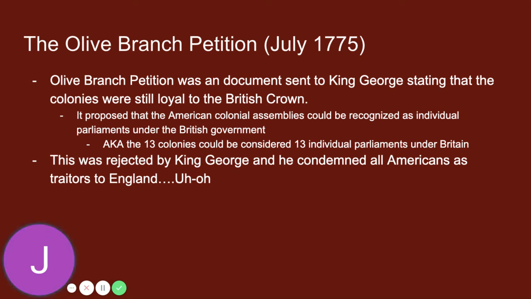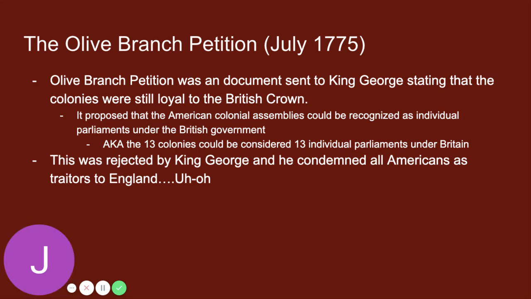This proposed that the American colonial assemblies, essentially the 13 colonies, could be recognized as individual parliaments under the British government. If you remember, Parliament is essentially the Congress of the British government. Just as we have our Congress now, the British government has their Parliament. This was rejected by King George, and he condemned all Americans as traitors to England.